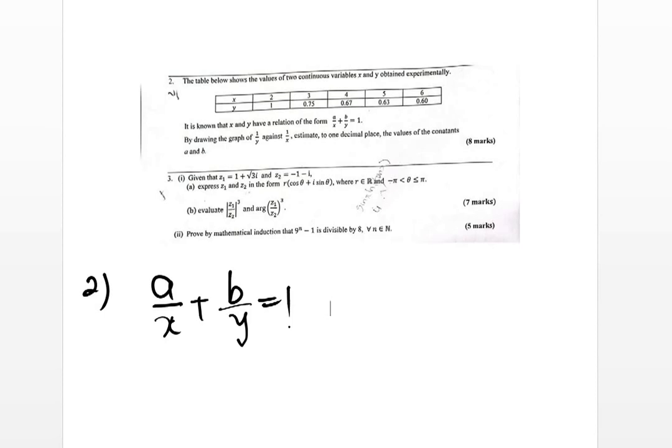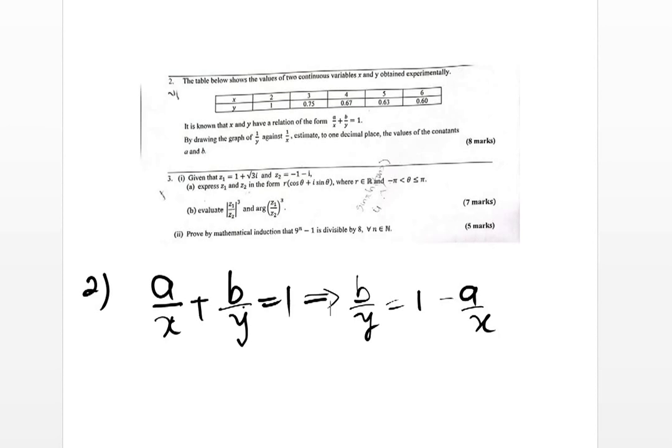Now, most often these are problems that need linearization, and for that you need to express it in the form y equals mx plus c, and here you have been guided equally. So what do we do from here? It means we have to make sure it comes out in the form 1 over y. So we have b over y equals 1 minus a over x, right?